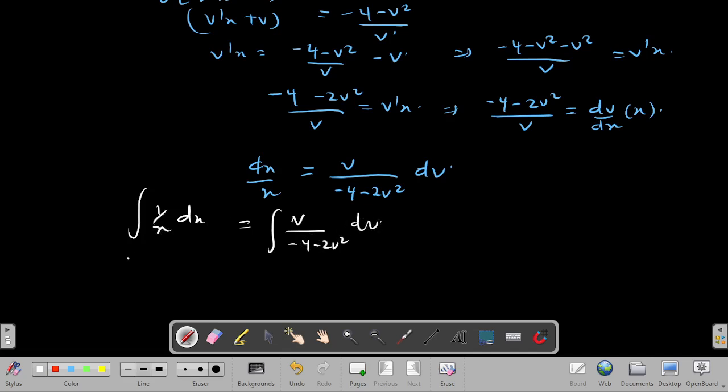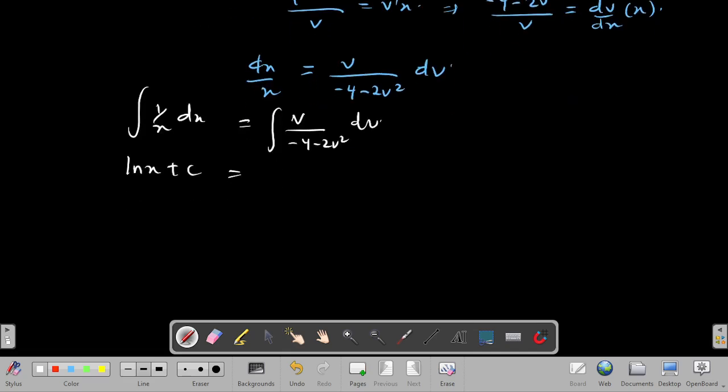My left side is simple, ln x plus c. On my right side, that is where the problem comes. How do I integrate this? I'll do this using substitution. Let u be equal to negative 4 minus 2v squared. So du over dv gives me what? This is 0, that will give me negative 4v, right? Now I can make dv the subject.